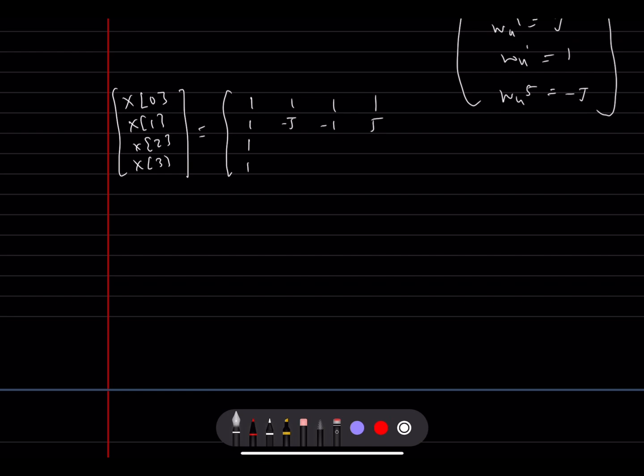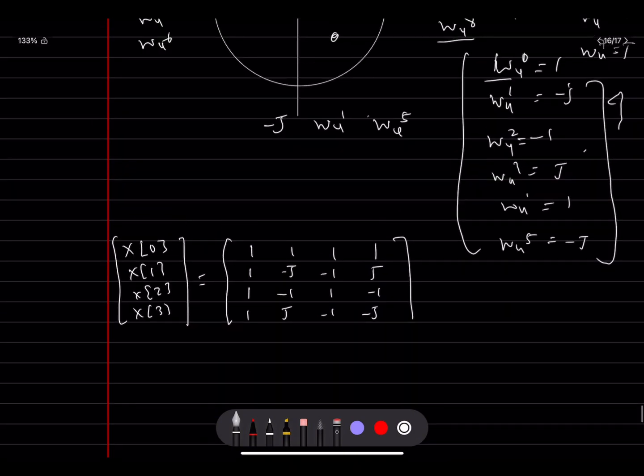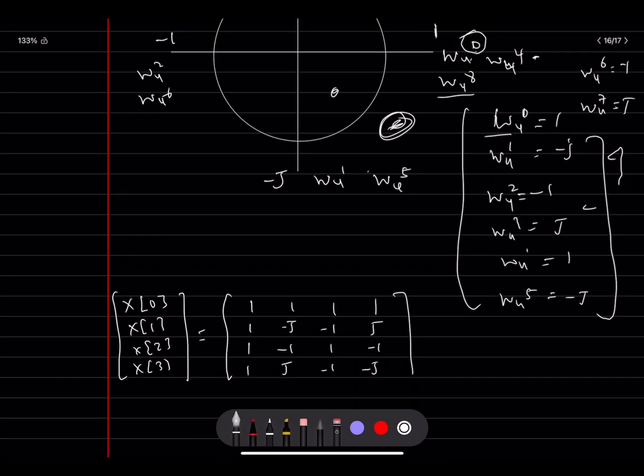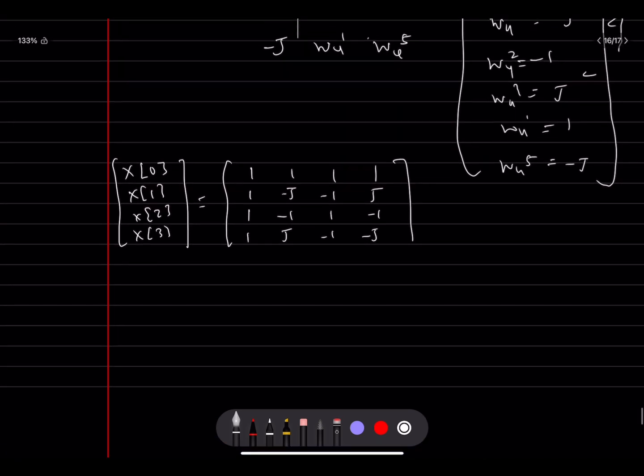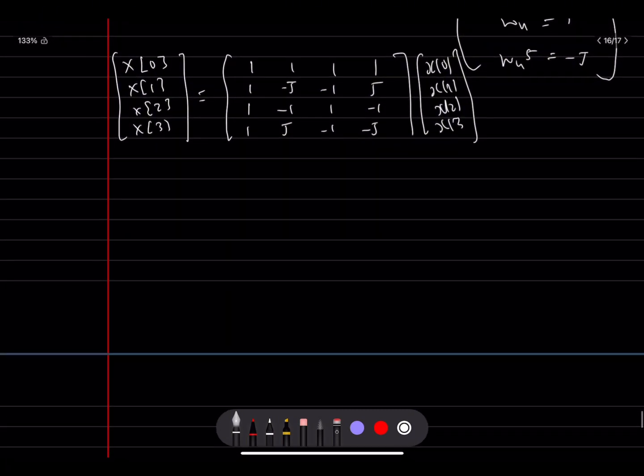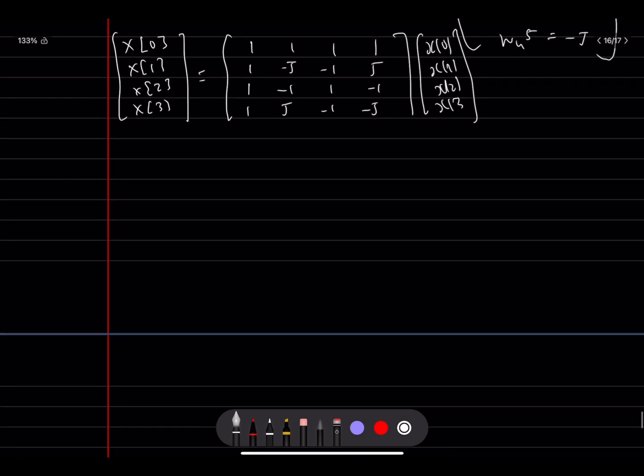And then the next one, we are going to get minus 1. And then we are going to get 1 here. And then we are going to get minus 1. And here we are going to get j, and then minus 1, and then minus j, based on this one, and then using this complex number plane. And then our input is going to be x power 0, and then x power 1, x power 2, x power 3. So this is how you'll be able to derive the linear combination out of the equations that we got.